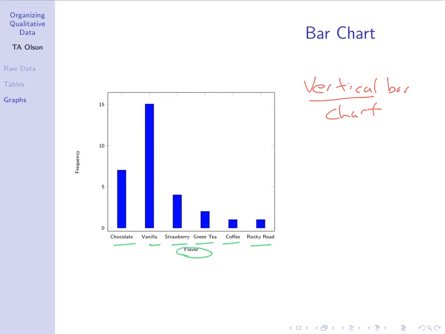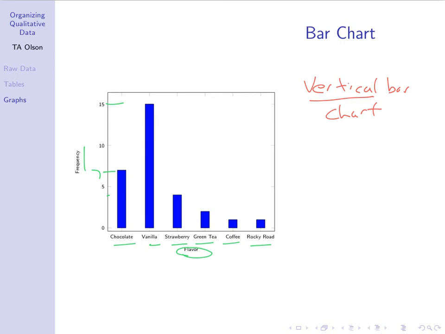What did we measure down here? On the y-axis, we counted our frequency. So we took the frequency column out of our frequency table and placed it on the y-axis. Chocolate, we had 7 data points. We had 15 for vanilla. We had 4 for strawberry, 2 for green tea, 1 for coffee, 1 for Rocky Road.